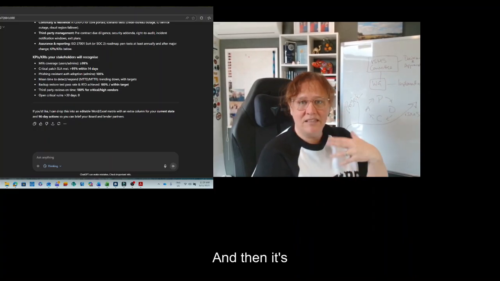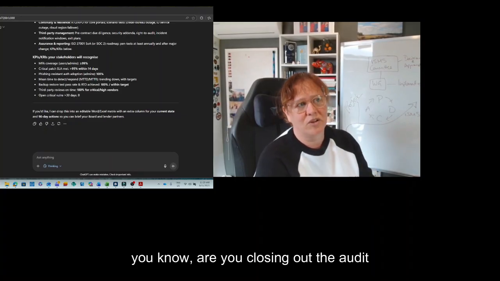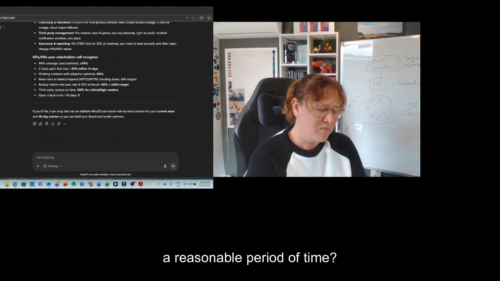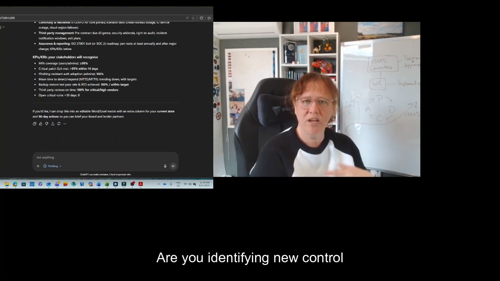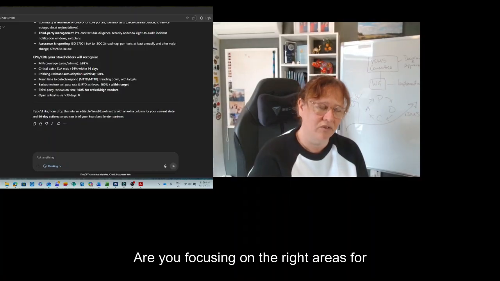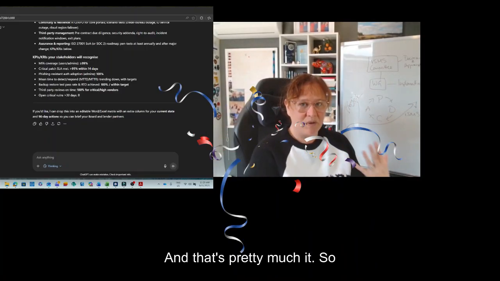And then it's essentially the act bit, sort of taking action on those findings that come through. Are you closing out the audit findings within a reasonable period of time? Are you identifying new control requirements? Are you focusing on the right areas for your organisation? And that's pretty much it.